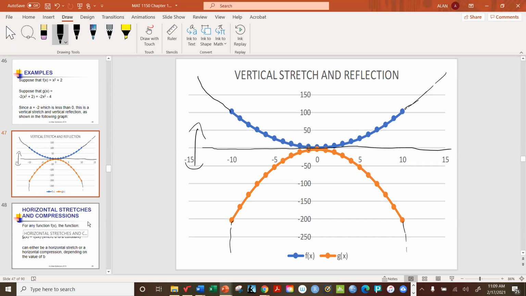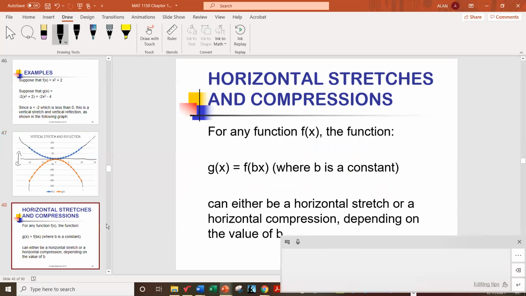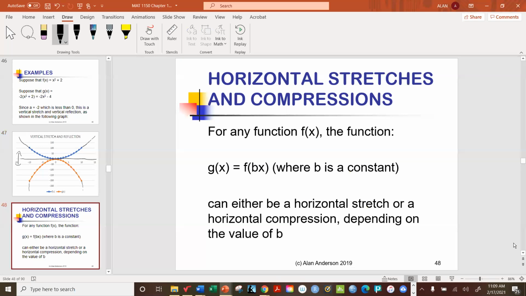Now, what about the other cases with horizontal stretches? Oh, now here you notice how this constant is inside. We're replacing f of x with f of b of x. And this one can go either way depending on the value of b. It can be a stretch or a compression. And so let's see how that works.